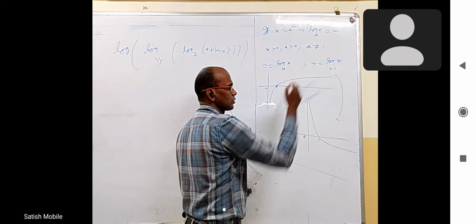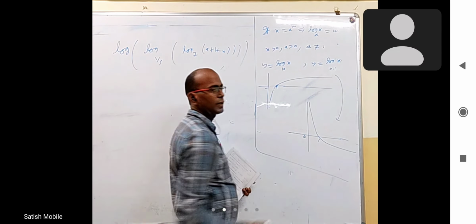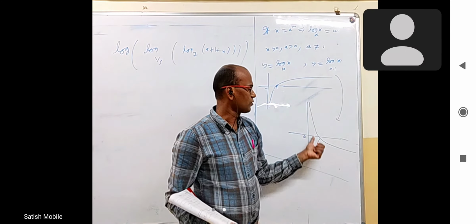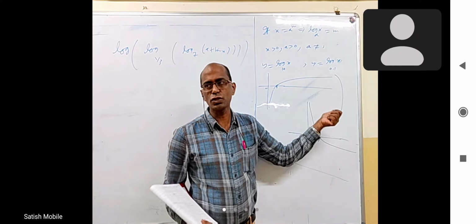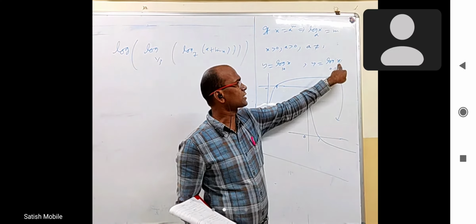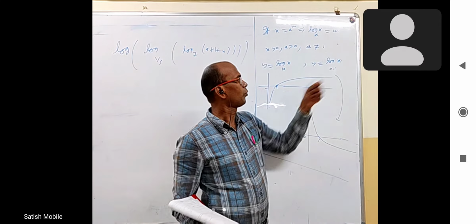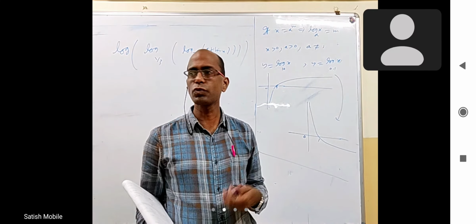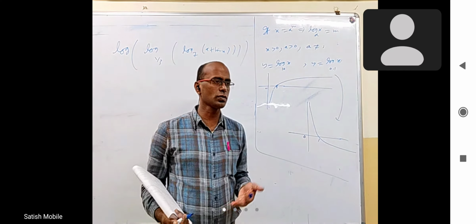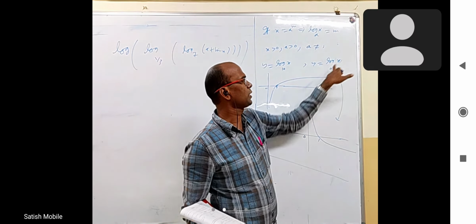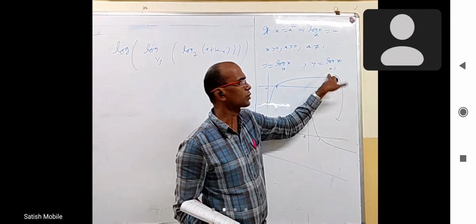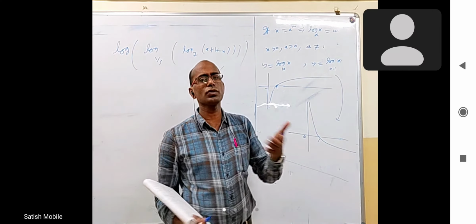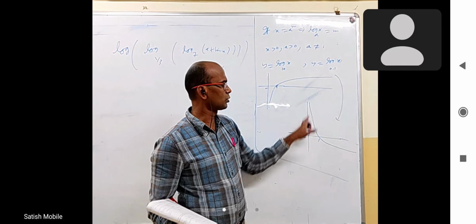At 1 it is 0, but between 0 to 1 it is positive, and after 1 it is negative. Why? If I take x as 0.1, the answer will be 1, because log 0.1 base 0.1 is 1. If I take x as 0.01, 0.1 power what? The answer will be 2, because 0.1 whole square is 0.01. So log 0.01 base 0.1 is 2, because this number is the square of this. If I take 0.001, the answer is 3. For 0.0001, 4. So we get 1 here, 2 here, 3 here, 4.